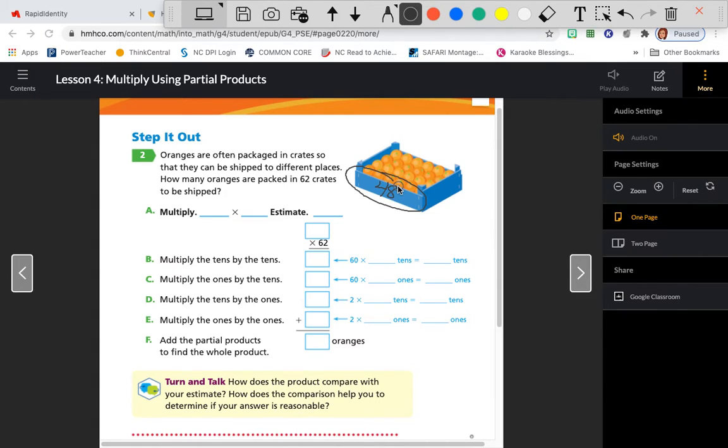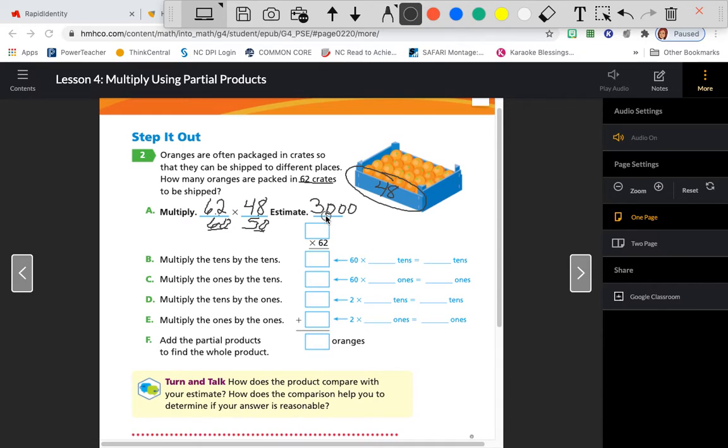Not sure why it's not showing up on the screen. So we have 62 crates, and in each crate there are 48 oranges. Okay, now they want us to estimate. So to estimate, we're going to round these numbers to the closest 10. So 62 would be closer to 60. For 48, we would say it's closer to 50. And now we're going to multiply those estimates. 6 times 5 is 30. And then we have 2 zeros. So 3,000 is our estimate. Our answer should be close to 3,000.